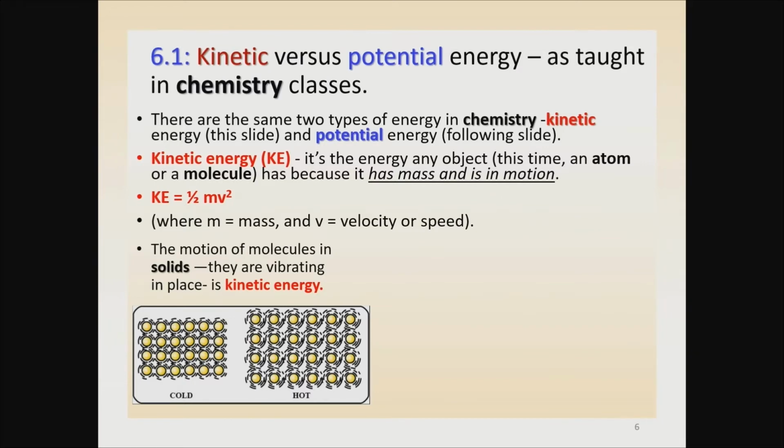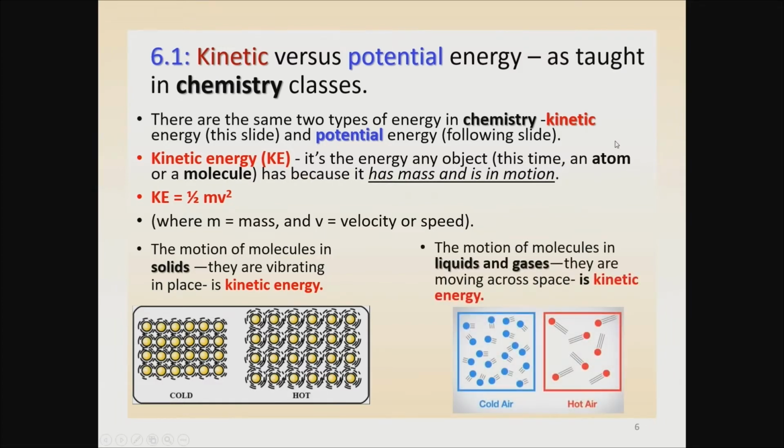Now, if you heat the cold solid to the hot solid, what will happen is that the atoms or molecules will start vibrating even faster. And so they will have more kinetic energy, and it's for that reason that they have a higher temperature. So we can see that solids definitely have kinetic energy, and this would also apply to liquids and gases as well.